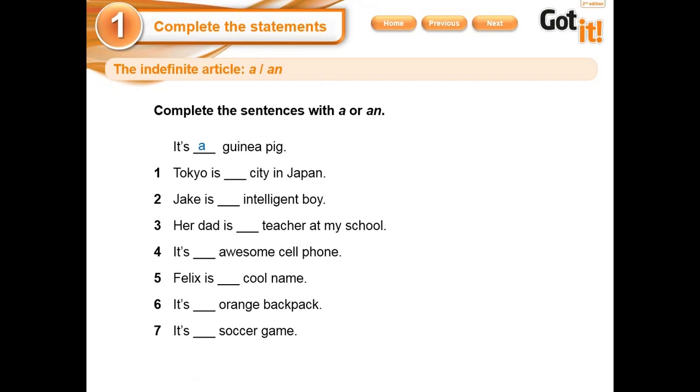Tokyo is a city in Japan. Jake is... I need your participation. Jake is an intelligent boy. Her dad is... Yeah, correct. A teacher at my school. It's... Yes, it's an awesome cell phone. Felix is a cool name. It's an orange backpack. It's... What's your idea? Yes, a soccer game.